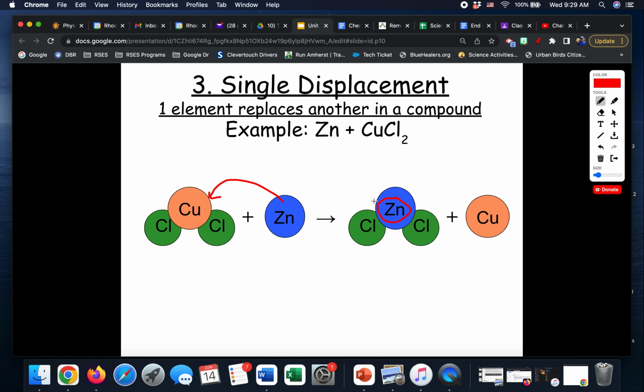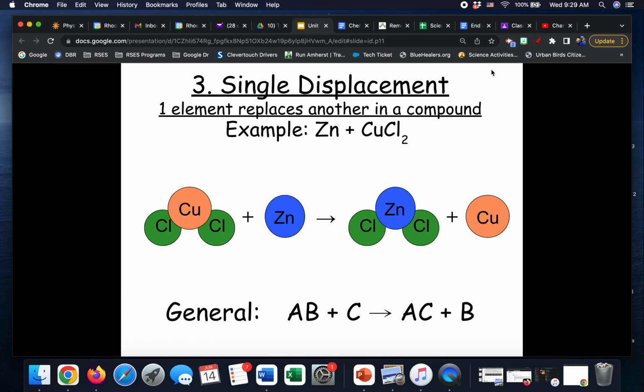So 1 element replaced another, well, single, and replacement. You might think of it as replacement instead of displacement. So single replacement reactions, one element replaces another in a compound. What's that generic formula look like? AB plus C goes to AC plus B.